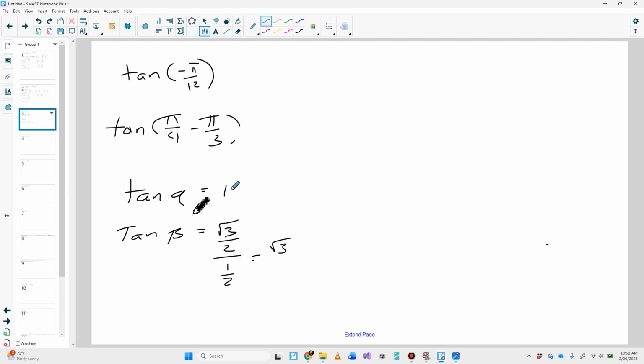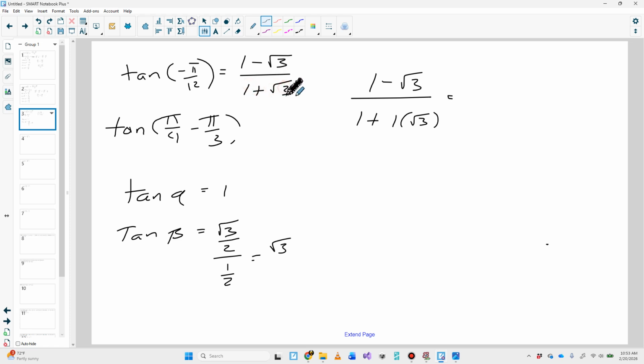So I have my alpha, I have my beta. It's time to use the tangent formula. This is subtraction. So tan A, which is 1, minus tan B, which is the square root of 3, is going to be divided by 1 plus tan A, which is 1, times tan B, which is the square root of 3. And if I were to rewrite this, I can basically rewrite this as my answer. It's 1 minus the square root of 3, over 1 plus the square root of 3. And that is the answer to that problem.